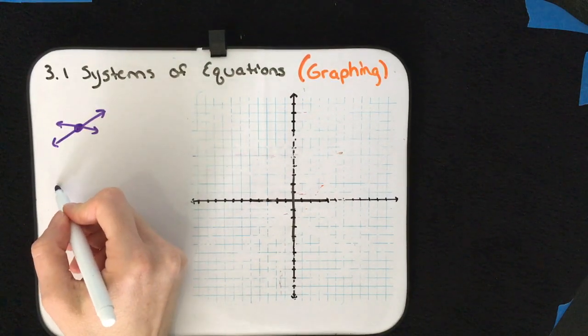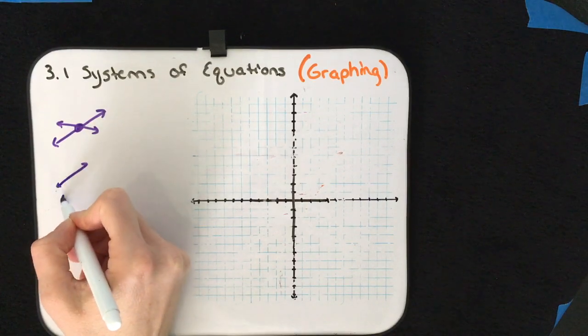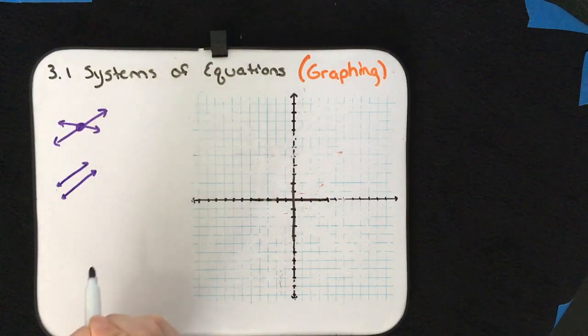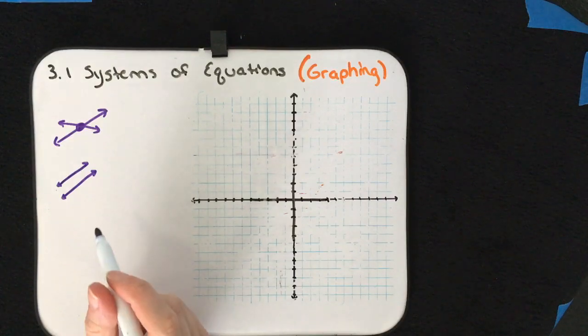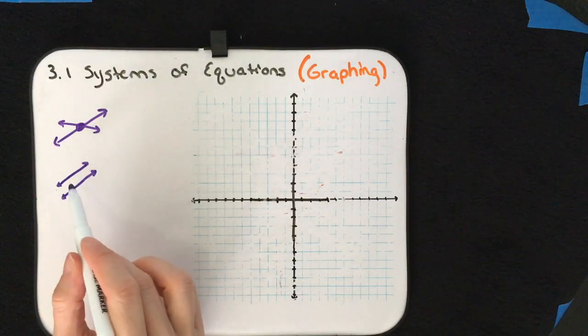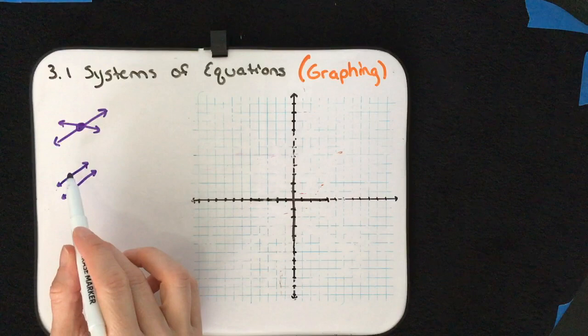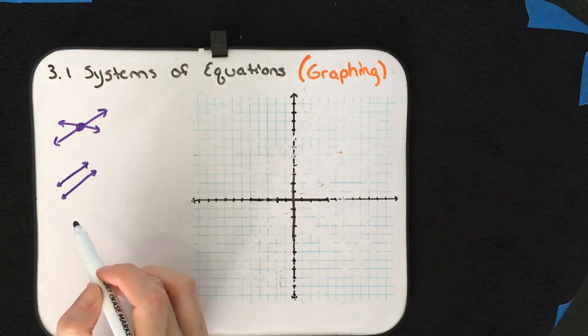The second type of solution you could get is when you have two lines that you graph that turn out to be parallel. Parallel means that there's no solutions. There's no places that these two graphs are going to cross. There's nothing that's going to satisfy both equations.